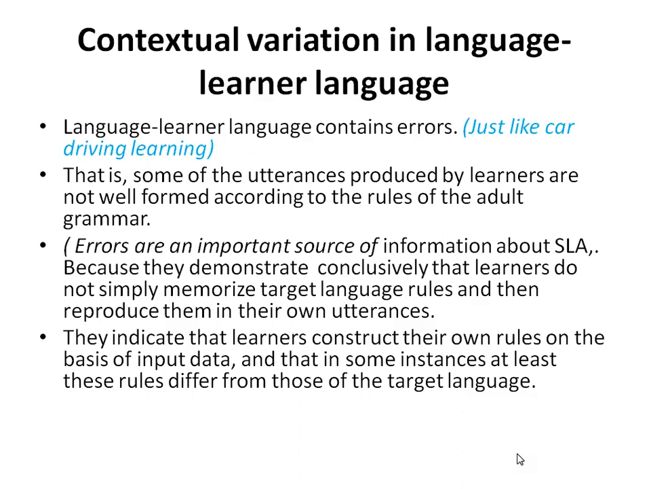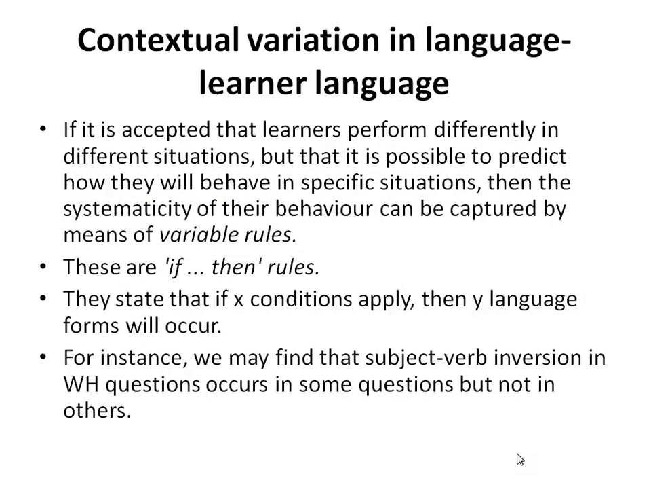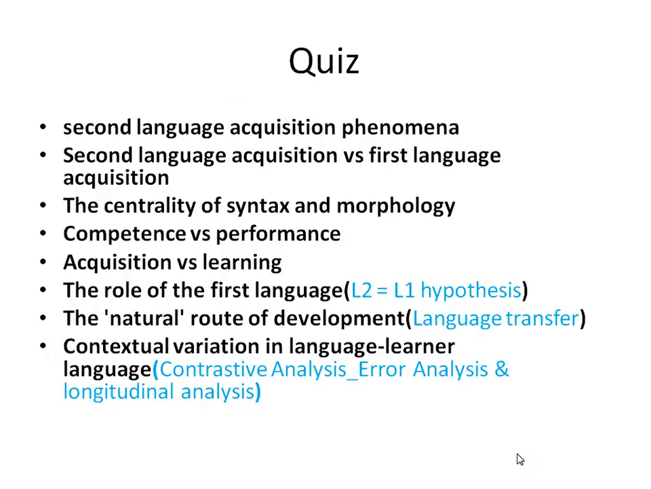If we see that these students make mistakes in, say, agreement, then we have to understand how I have to teach them. It means that through error analysis we can understand the scenario of a current group of learners and act accordingly. So error analysis is a way of effective second language acquisition. And contextual variation of language. This is about second language acquisition phenomena, and we have discussed second language acquisition and phenomena. Second language acquisition vs first language acquisition, the centrality of syntax and morphology, competence vs performance, acquisition vs learning, the role of first language, the natural route development, the contextual variation in language learner.